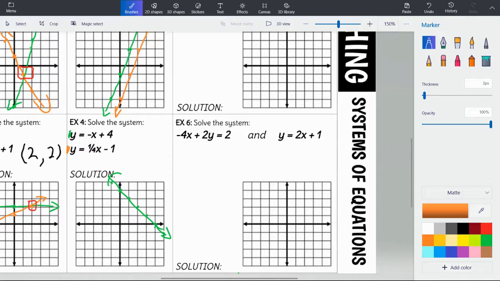All right, the next one, negative 1/4 x minus 1. So we have a y-intercept at negative 1 and a slope of negative 1/4, which means we go down 1 over 4. Remember, it's always rise over run. Up 1, over 1, 2, 3, 4. Oh, they intersect right there. Down 1 over 4.